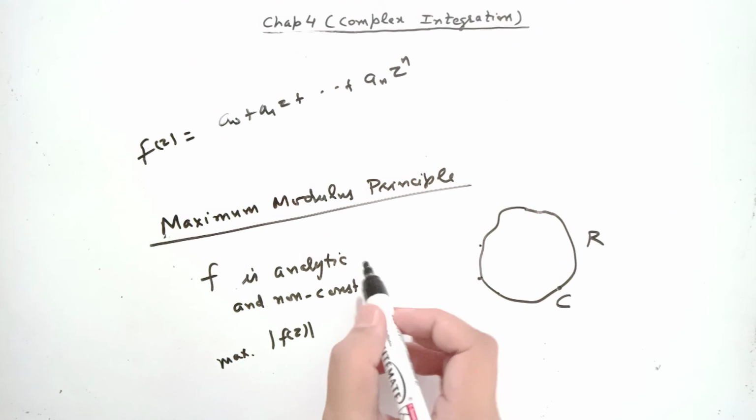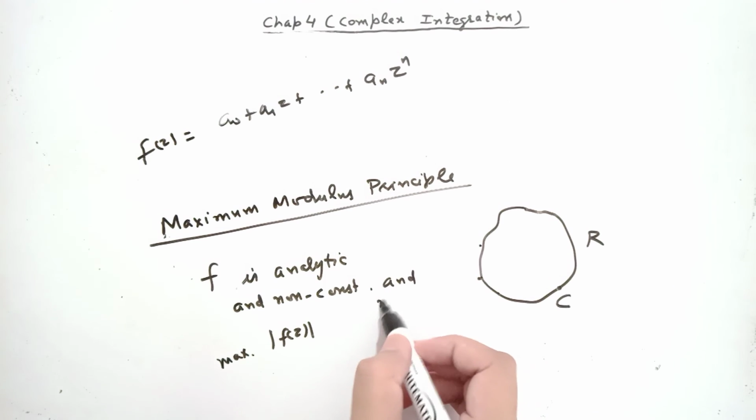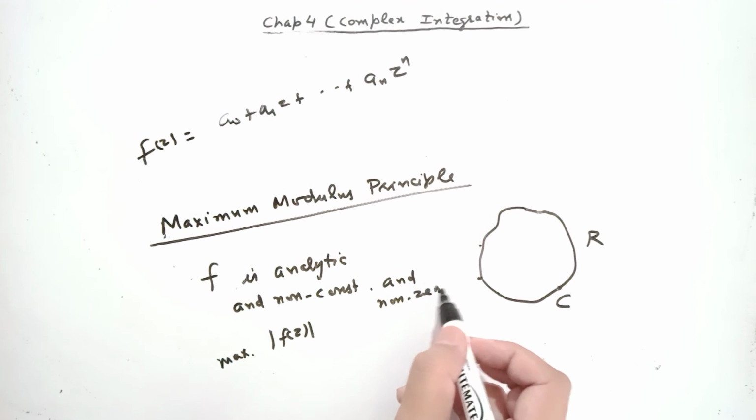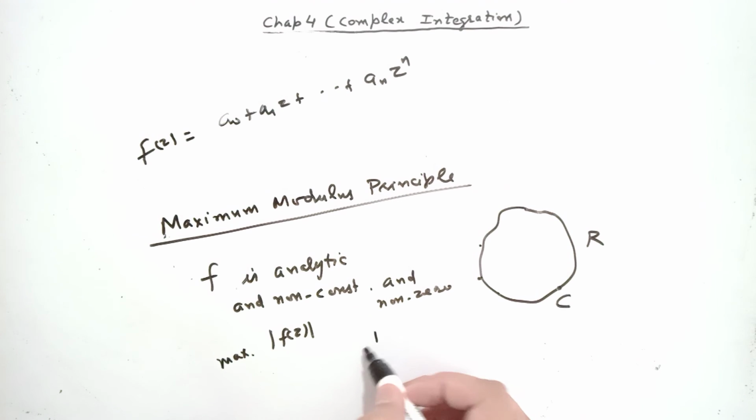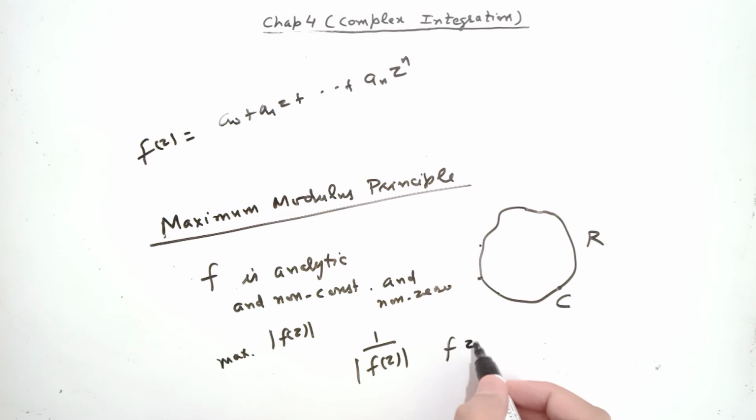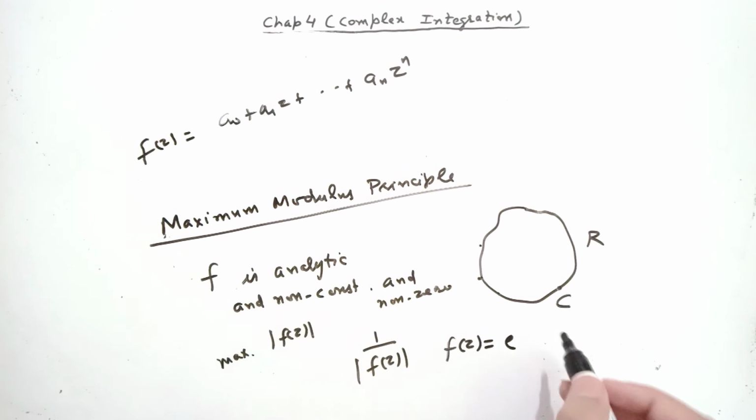If f is analytic, non-constant under the same conditions and non-zero also, then 1 over |f(z)| attains its maximum value on the boundary of C but not inside C. This is called the minimum modulus principle. Okay. So this is a very useful property of analytic functions. In fact, not only |f(z)|, the real and imaginary parts of this function also get their maximum and minimum values on the boundary of C under these conditions, of course.